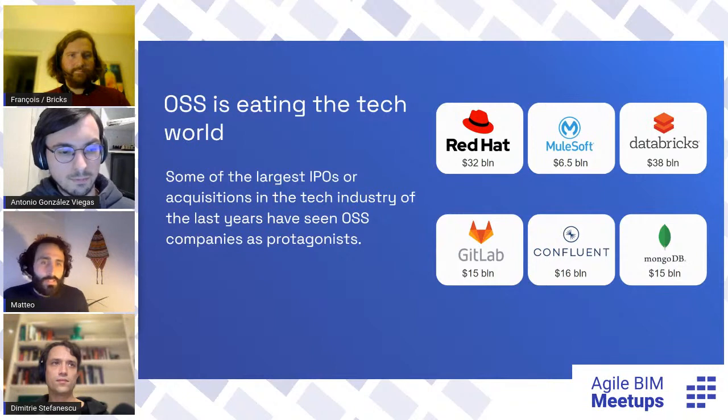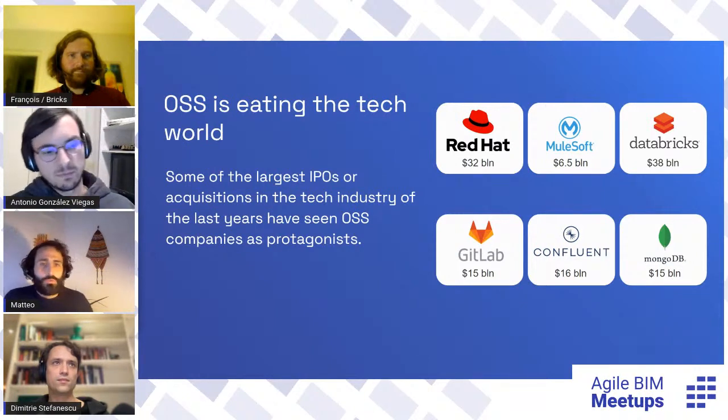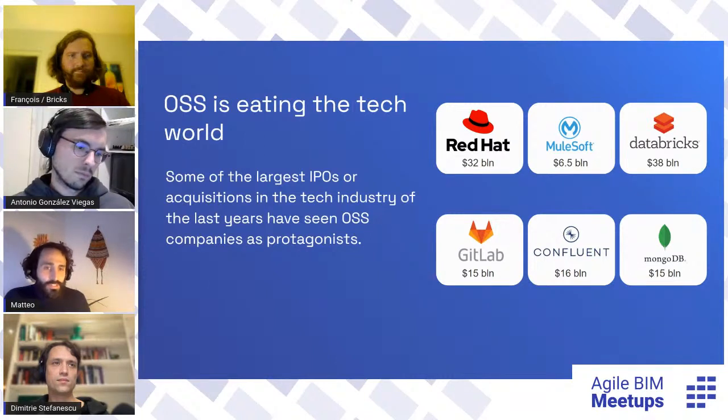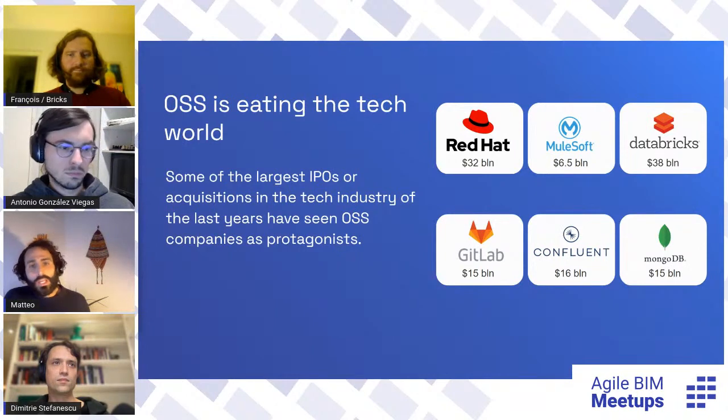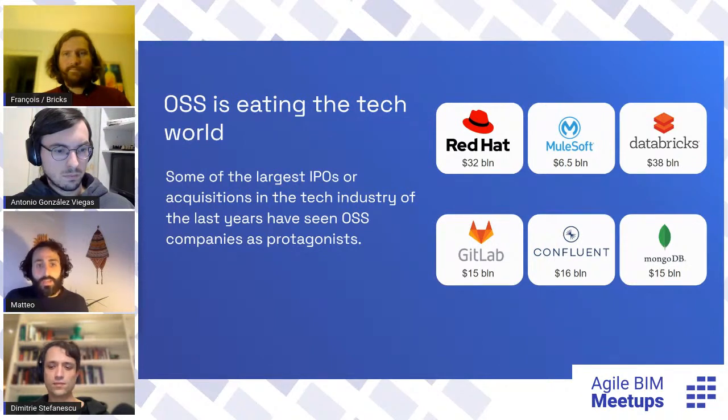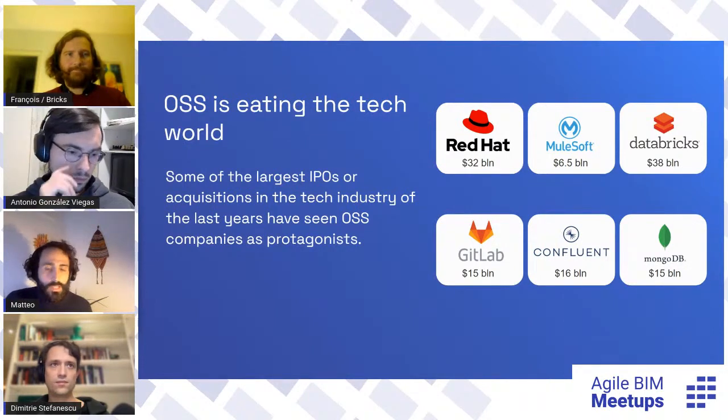We can start with an example of Linux and Red Hat, which was sold to IBM for a staggering $32 billion. We can see how there's an extreme need for highly transparent, accessible, interoperable solutions in every industry. And as a matter of fact, some of the largest IPOs and acquisitions of the last years have seen open source companies as protagonists.